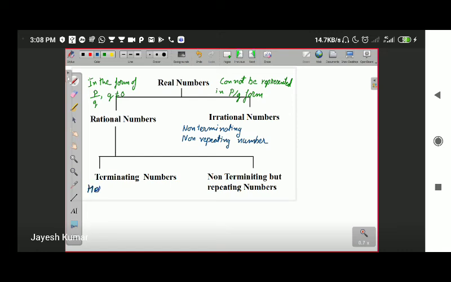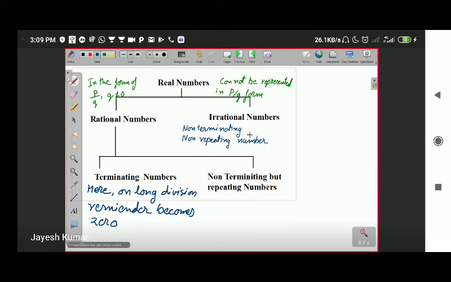Here, on long division, the remainder becomes 0. What is long division? We have a number in the form of p by q. We divide the numerator by the denominator, and if at a certain point the remainder becomes 0, then it is called a terminating number. What about the non-terminating but repeating number?